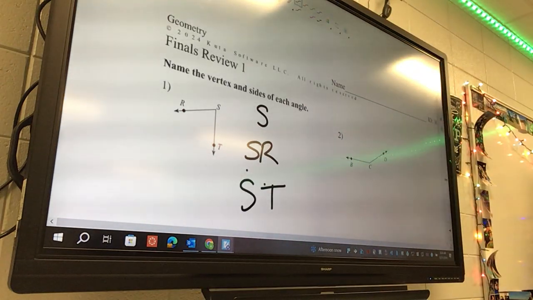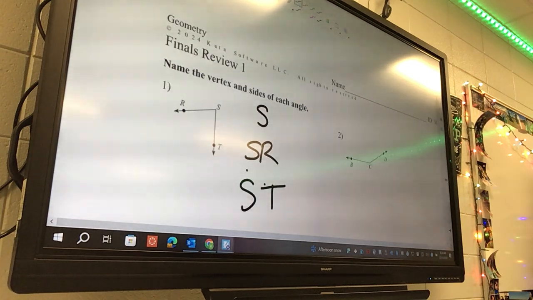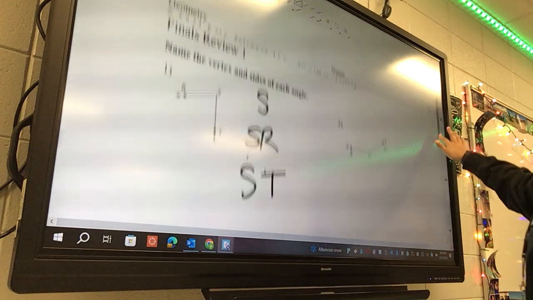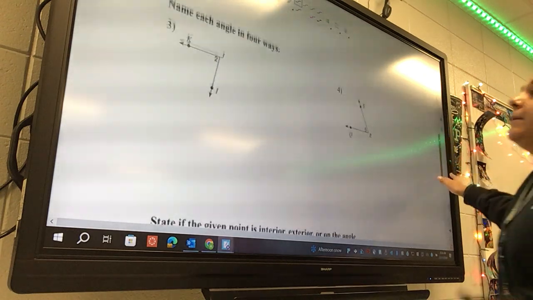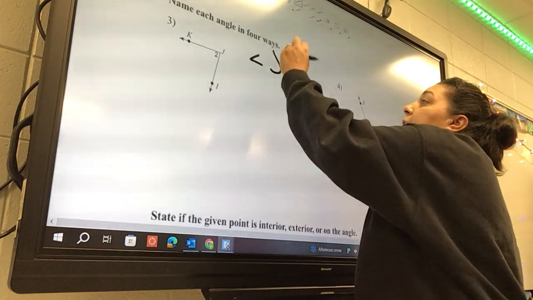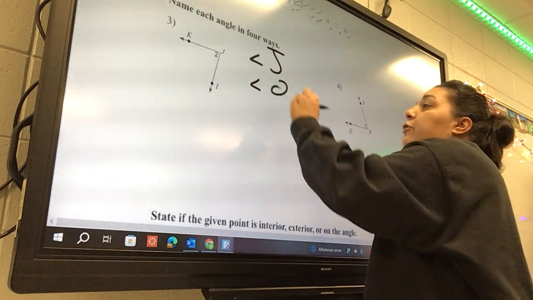Okay, so number 3 says name each angle in 4 ways. You should be able to name it in 4. We can always name it by just the vertex. Which one is the vertex? J. So we can name it angle J, angle 2.